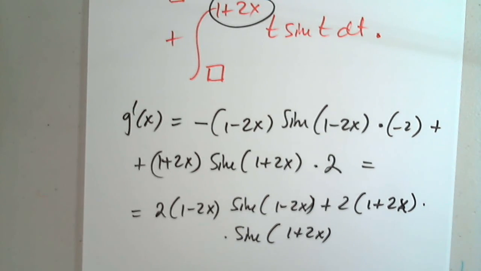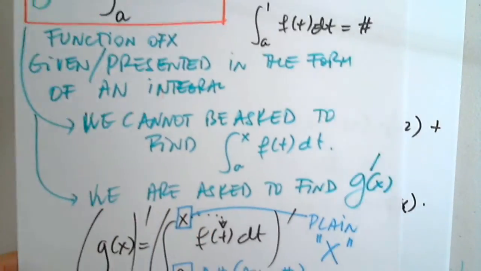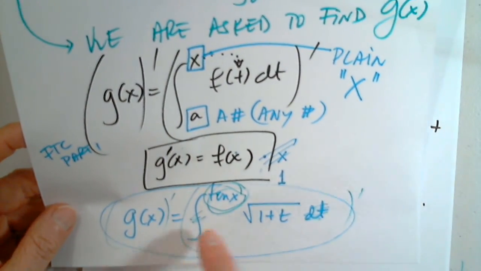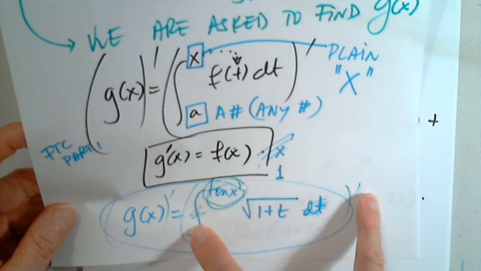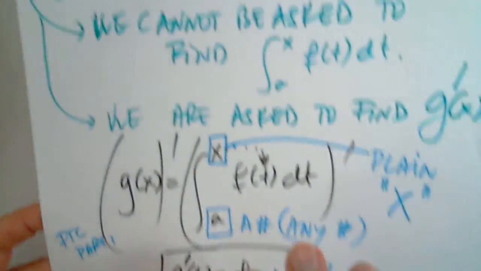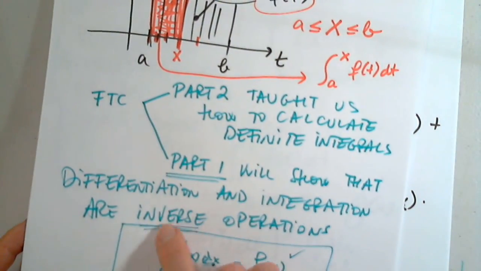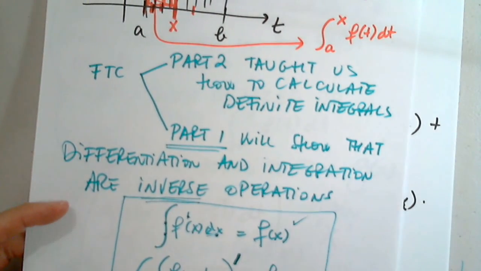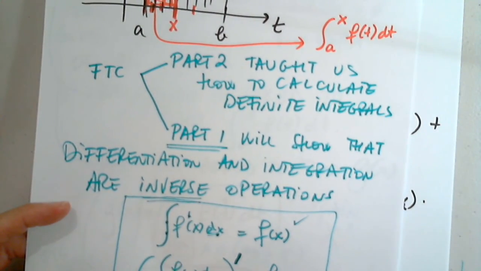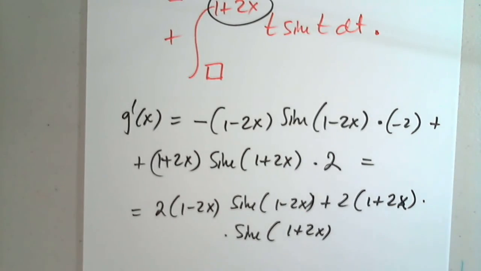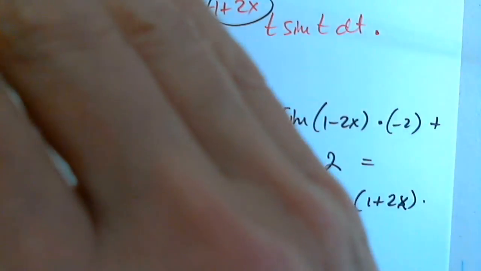Why? Just because we want to show that integration and differentiation are inverse operations. So every time I integrate a derivative, I get the function. When I differentiate an integral, I get the function. That's the only purpose. Well, there are other applications of functions that are given in the form of an integral. There are other applications.